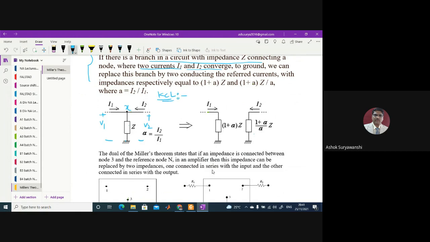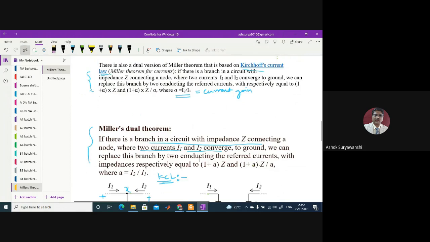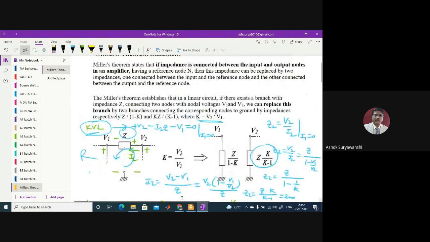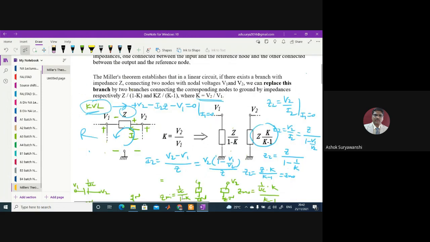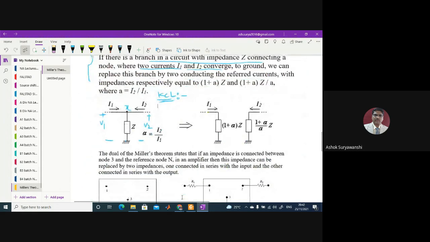Now try to understand: in the previous theorem, when we write the KVL equation from input side to output side, we had to consider I2 as 0. And when we apply KVL from output side to input side, we consider I1 as 0. Similarly, here in the dual theorem, when writing the KCL from the input side, you have to consider V2 as 0, and when writing KCL from the output side, you have to consider V1 as 0. So suppose V2 is 0 here in the first case. V2 is 0 means naturally it is short.